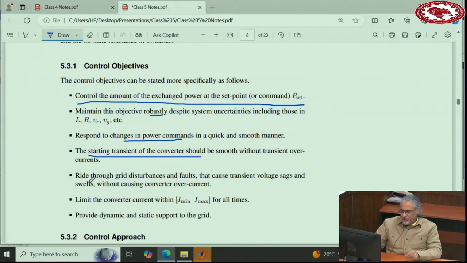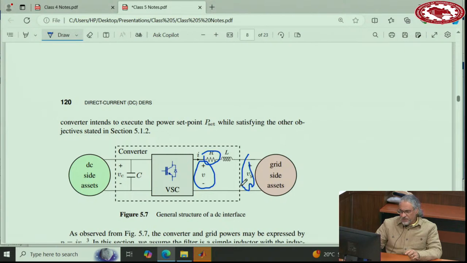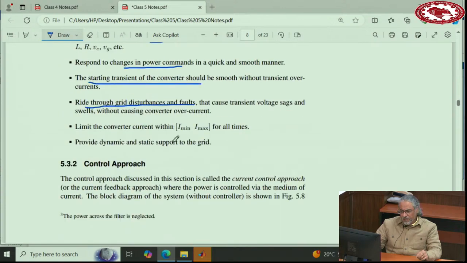It should ride through the grid disturbances and faults. Okay, what does this mean? This means if this voltage here experiences disturbances, and that is something that happens all the time, especially in AC grids that we have, the converter should keep working and ride through the transient faults and limit the current. This is what we said. You want to limit the current of the switches between minimum and maximum and provide support to the grid.